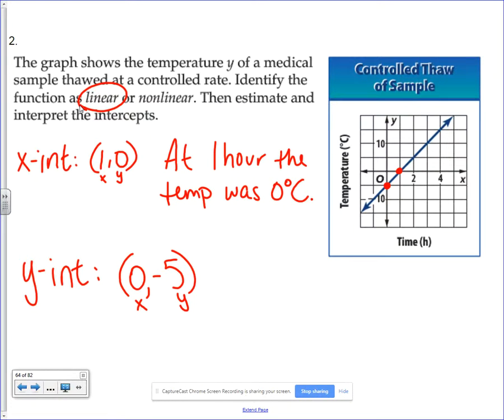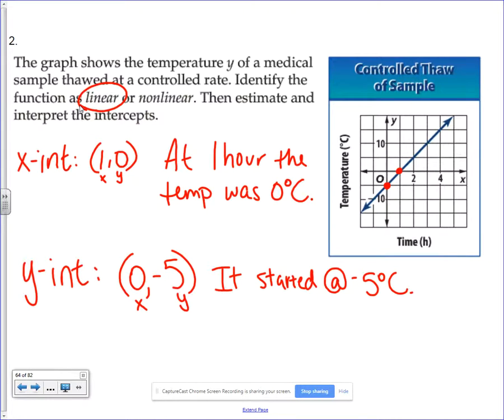So what does this 0 represent? 0 what? Hours. What does this represent? Negative 5 degrees Celsius. So write me a sentence there. What does this mean? You got it. It started at negative 5 degrees Celsius, and then we thawed it, right? We warmed it up. That's what's happening here.